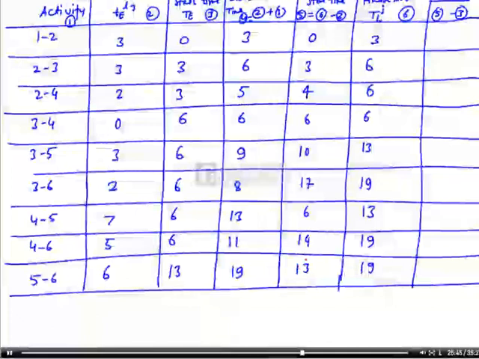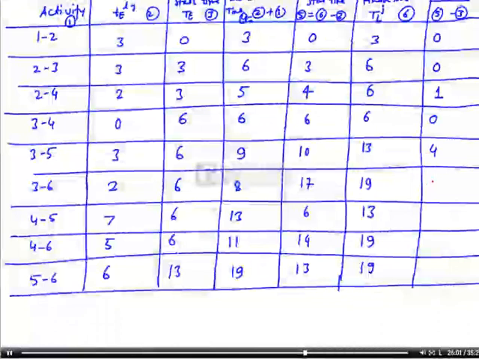Now to calculate float or total float, we have to subtract earliest start time from the latest start time. So this will be 0. This will be again 0. This will be 1. This will be 0. This will be 4. This will be 11. This will be 0. This will be 8. This will be 0. So the activities having 0 float will give the critical path. So we can write critical path can be identified from this. The float is 0.